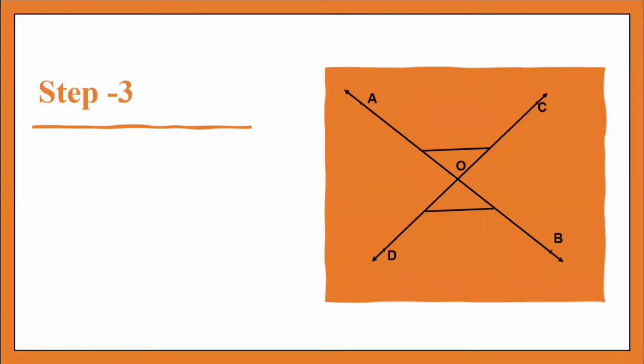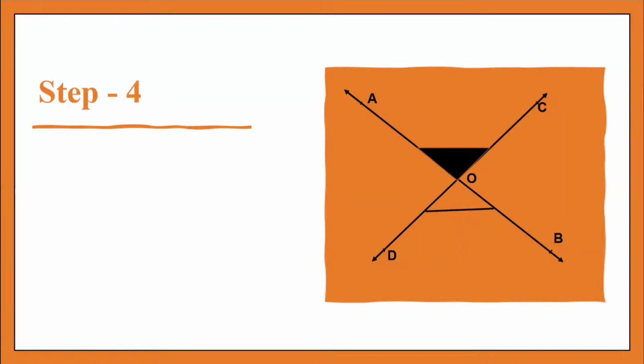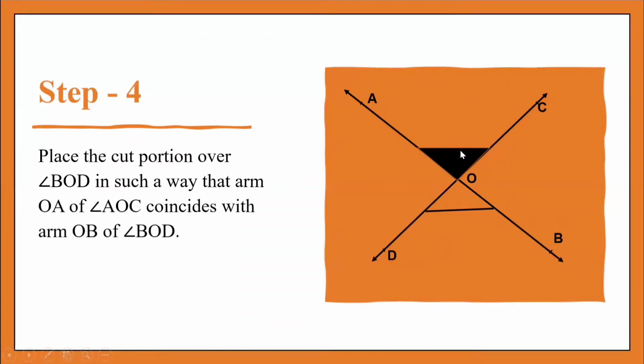What is the third step? The third step is to color the marked angle AOC and cut it off. So I simply color it with any color and cut it out. Now I take the scissors and cut it out from here. This is how I'll be removing this black colored portion. So what is the next step to be done? The next step is that I will remove this cut portion.